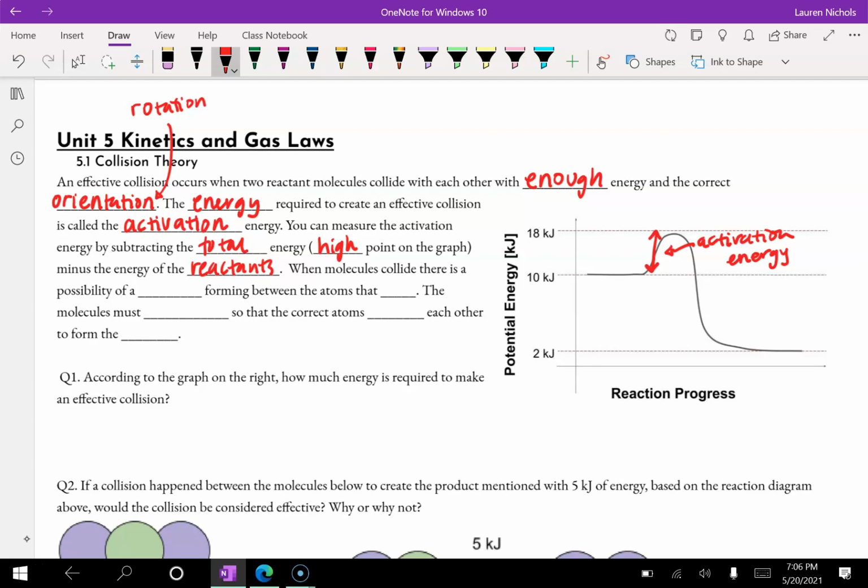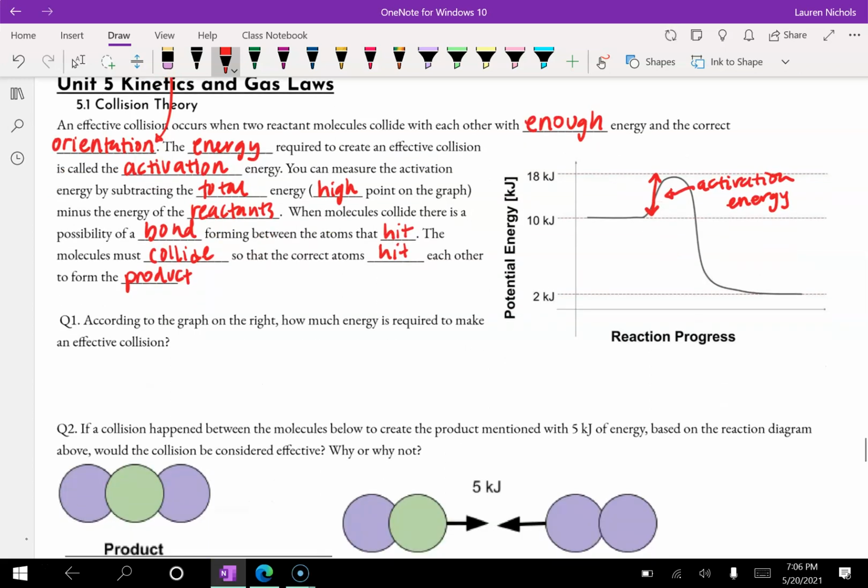But when molecules collide, there is a possibility of a bond forming between the atoms that hit each other. So you have to think about, okay, where do I want a new bond created? Which atoms need to be involved? And the molecules must collide so that the correct atoms hit each other to form the product.